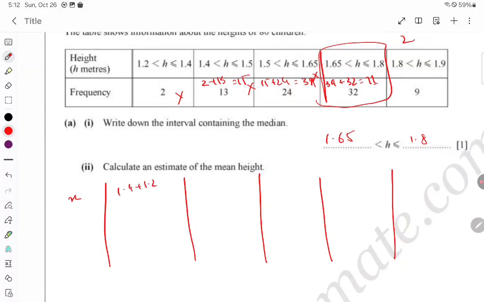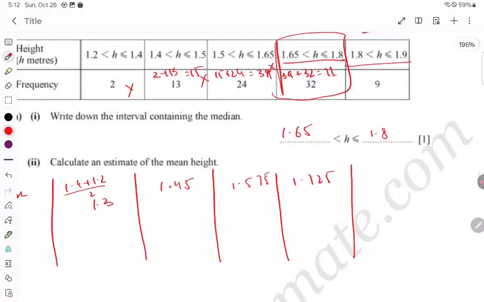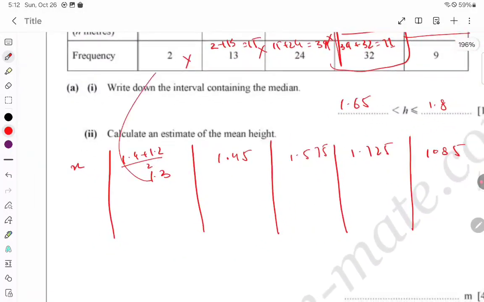1.4 plus 1.2 divided by 2 will give you 1.3. 1.4 plus 1.5 divided by 2 is 1.45. 1.5 plus 1.65 divided by 2 is 1.575. 1.65 plus 1.8 divided by 2 is 1.725. 1.9 plus 1.8 divided by 2 is 1.85. 1.3 into 2 is 2.6.